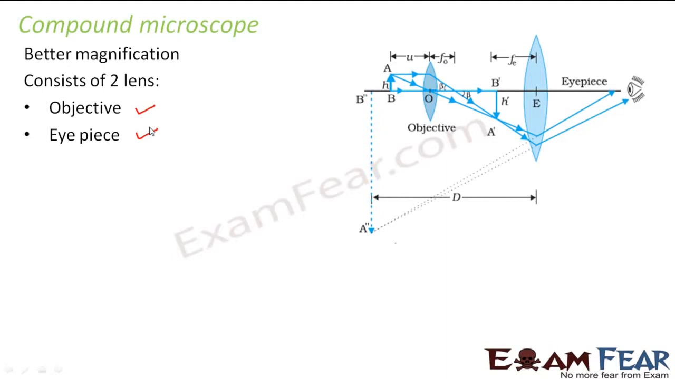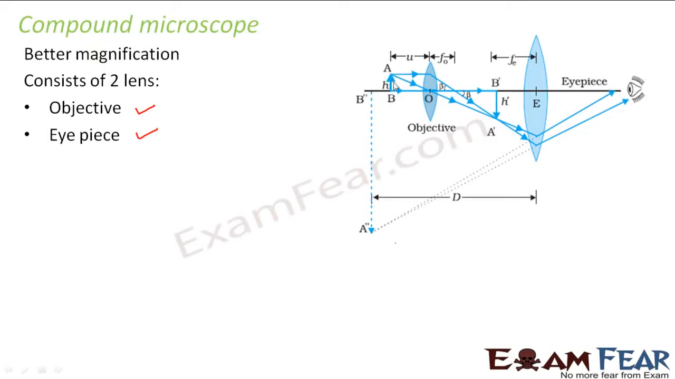So how did this function? Here, this is the objective, the lens with a smaller focal length, and the lens nearer to the eye is known as the eyepiece. So in this case, this is known as the objective because it is closer to the object, and this is called the eyepiece because it is closer to the eye.